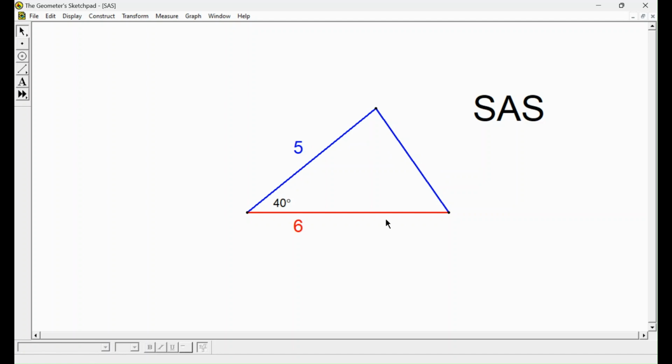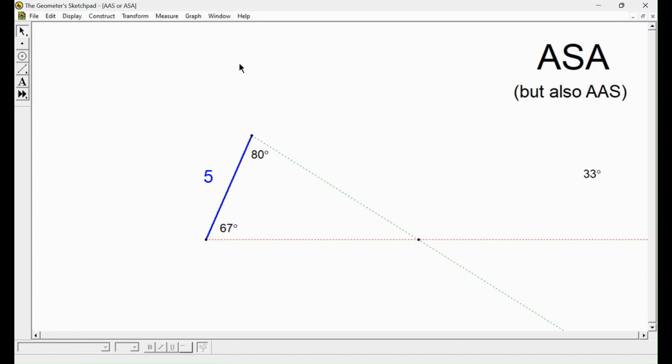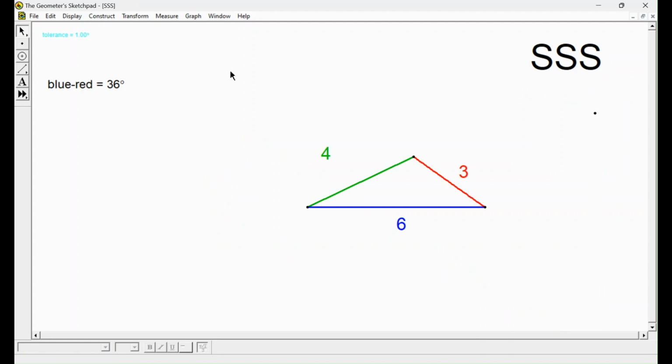So when it comes to the acronyms like SAS, ASA, or SSS, those are theorems that are used to prove two triangles are congruent. Here's an example. We can build a triangle with side lengths 3, 4, and 6. Let me get rid of this here. We could build another triangle that had side lengths 3, 4, and 6, but guess what? Those two triangles would be identical, also known as congruent.